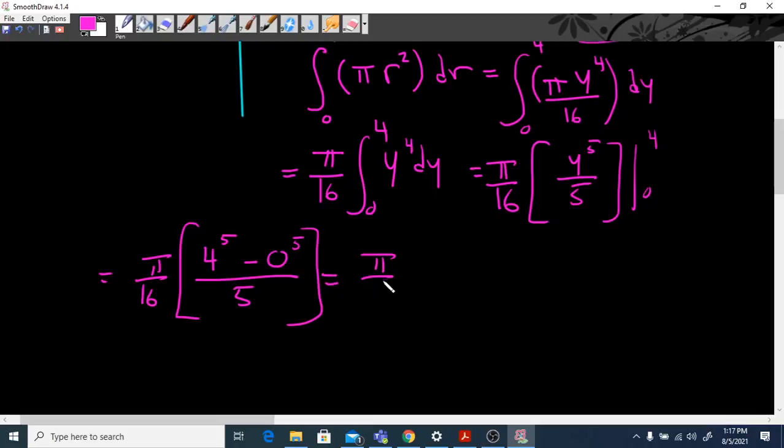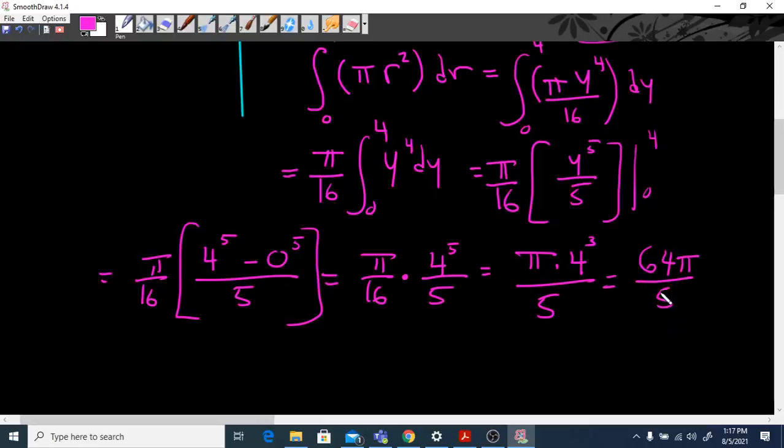And we're going to have pi over 16, which is like 4 to the 2, times 4 to the 5 over 5. So that's going to be pi, and then remember this is 4 to the 2. 5 minus 2 is 3, so we get pi times 4 to the power 3 over 5. Okay, and so that's going to wind up giving us 64 pi over 5 for that volume right there.